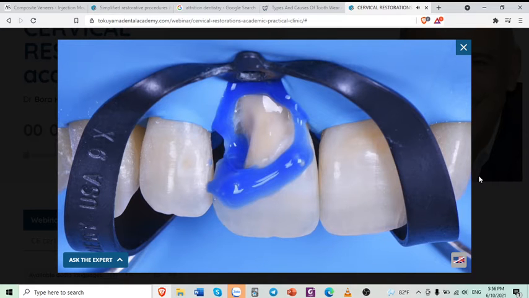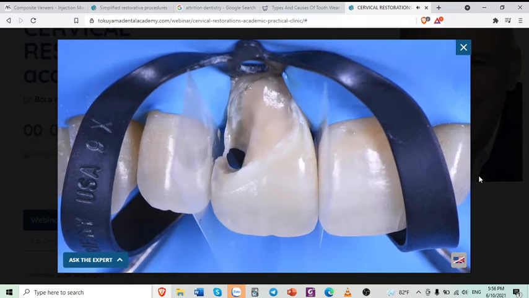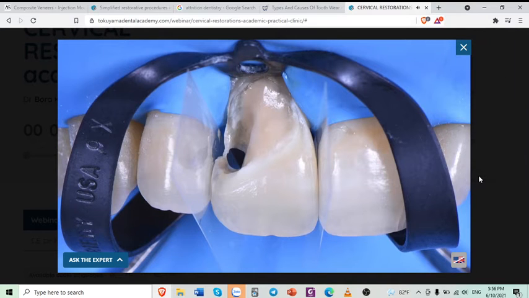This is a similar case. We need to treat the area with acid, and the treatment area must exceed the beveling line because we don't know where the composite line ends. After applying the adhesive, we can place a transparent patch to protect the adjacent teeth.